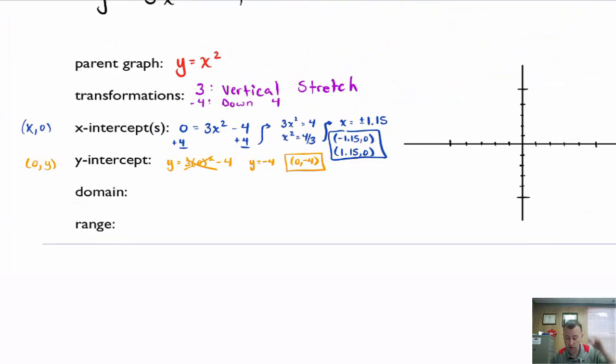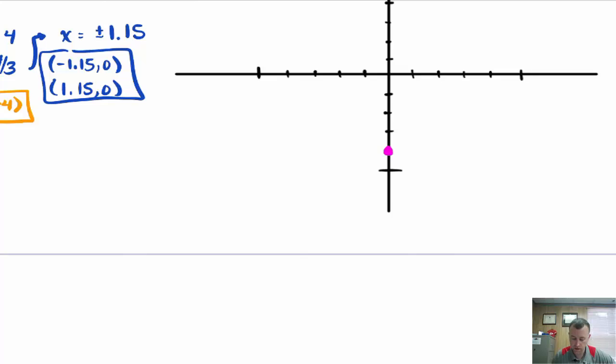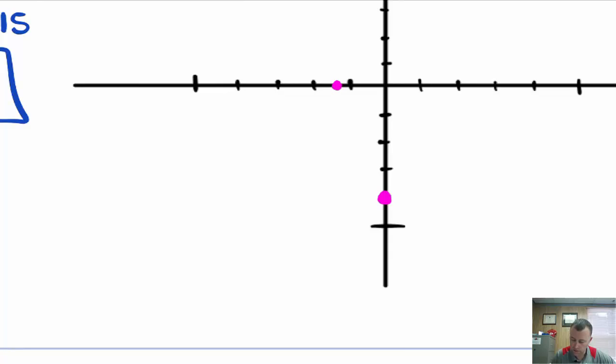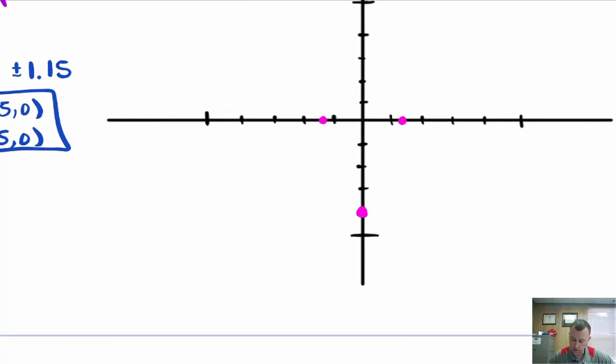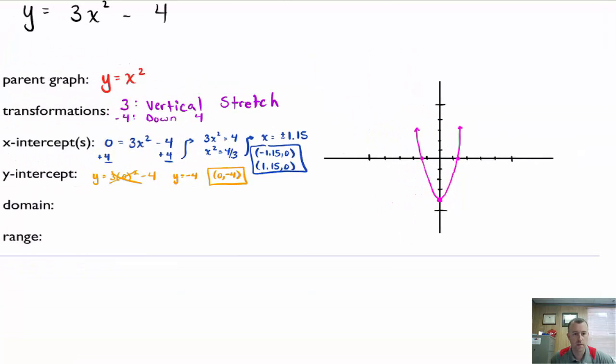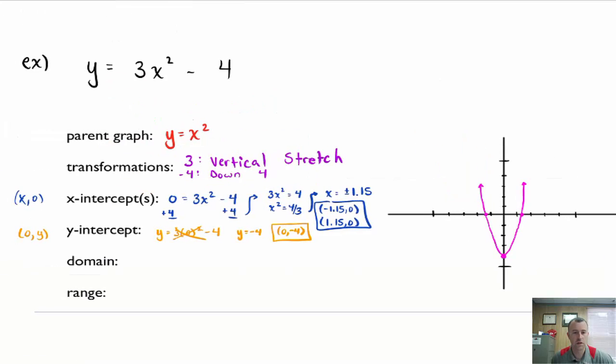So I have my points. I should be good to go here. So I'm going to go ahead and graph this, and then I'll do my domain and range. So I'm going to label my point at 0, negative 4, and I have my points at 1.15 and negative 1.15. So just over 1. So we need to make this graph kind of look like a parabola as best we can. So again, it touches that point, that's your vertex. Come up here, and we are good. That's going to be your quadratic function using your translation rules.